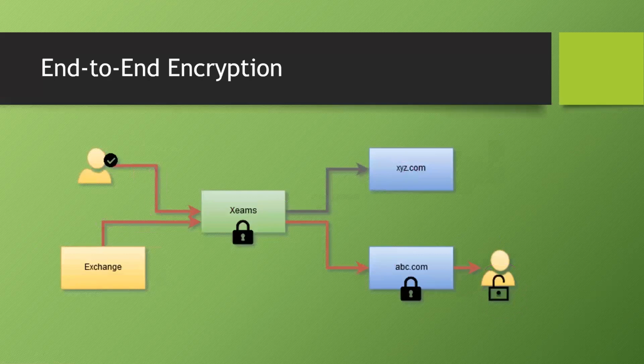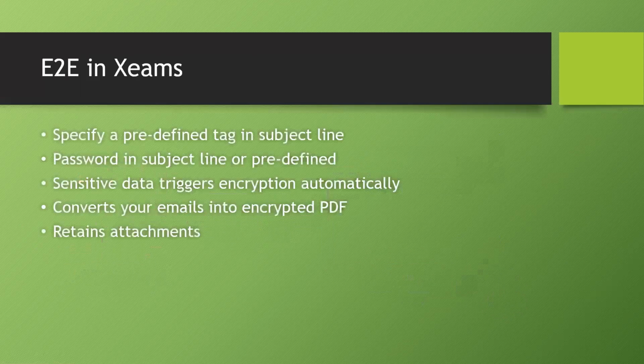Let me clear these drawings. So how does end-to-end encryption work? Basically, the composer, or whoever is composing the email, has to decide whether they want to encrypt the message. You can use any tool, whether it's Outlook, Thunderbird, your iPhone, or an Android device. You compose your email just as you normally do, and you put a predefined tag in the subject line. By default, that predefined tag is EncPass.